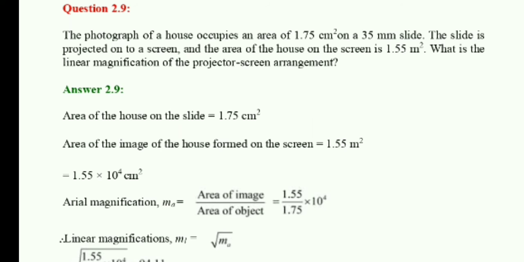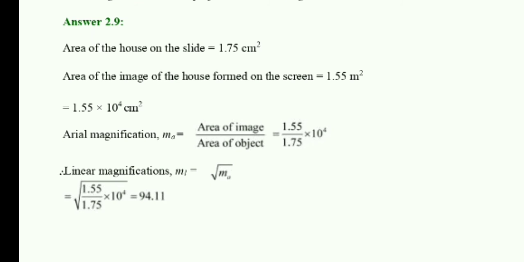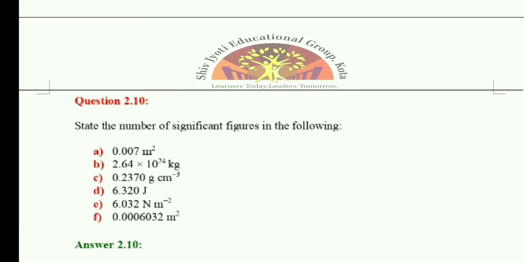Now the relation between the areal magnification and linear magnification is that linear magnification is equal to the square root of the areal magnification, and we have already calculated the areal magnification, that is 8857. So linear magnification will be the square root of 8857, which equals 94.11. This is the linear magnification of the projector-screen arrangement. Now come to question number 10.